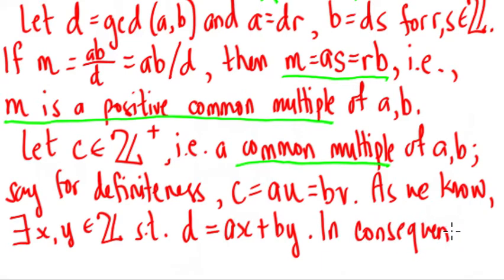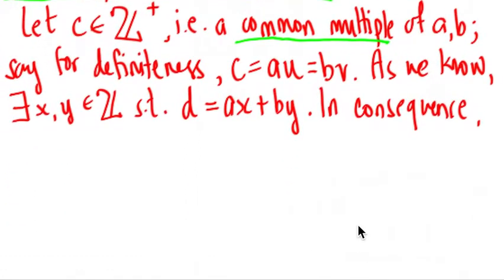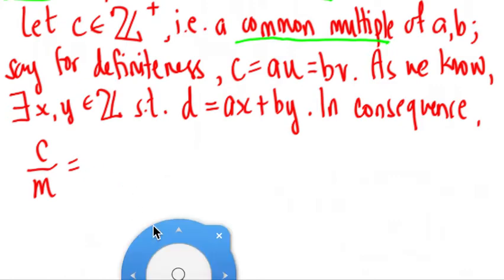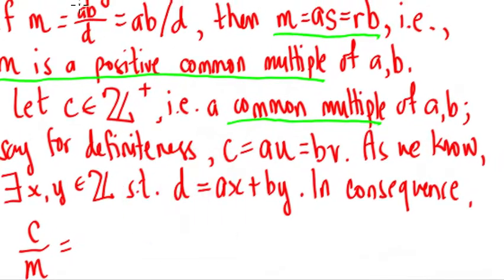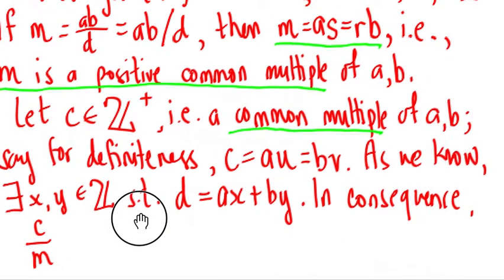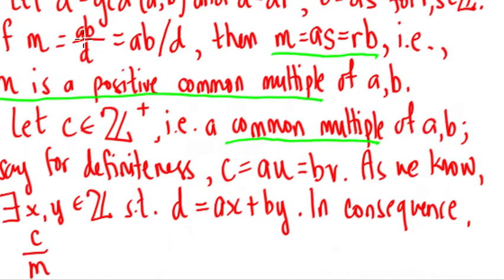In consequence, we will have this series of parts. So let's say C over M, meaning we can say that M divides C. From this, we know the value of M: M equals AB over D. Let's write it down. You can see that M is equal to AB over D.